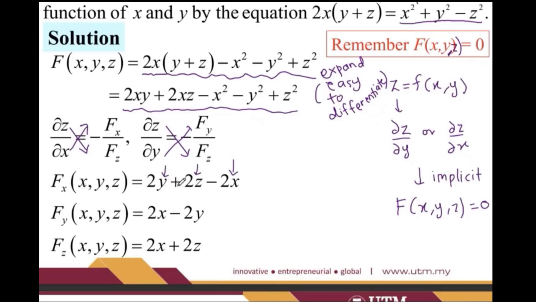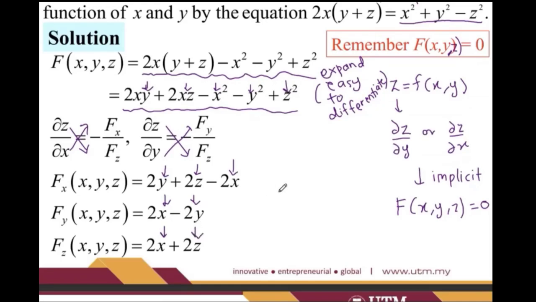Next, how to find Fy? You differentiate 2xy here, you will get 2x. And then you differentiate 2xz, you will get 0, right? Differentiate negative x squared, you will get 0. Differentiate negative y squared, you get negative 2y. Differentiate z squared with respect to y, you get 0. Next, differentiate F with respect to z. This one you get 0, 2xz, you get 2x. Differentiate negative x squared, 0, negative y squared, 0, plus z squared, you get 2z.